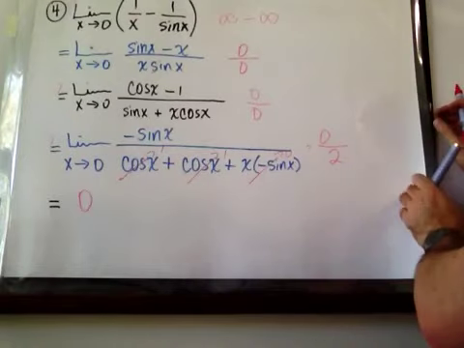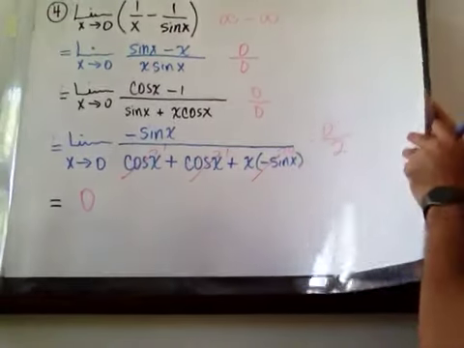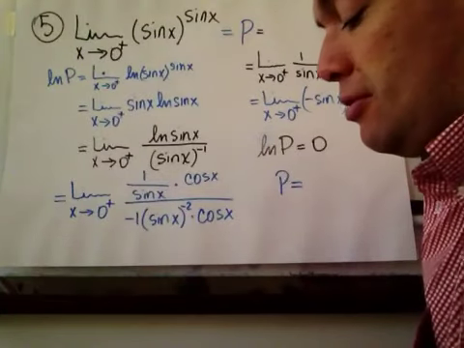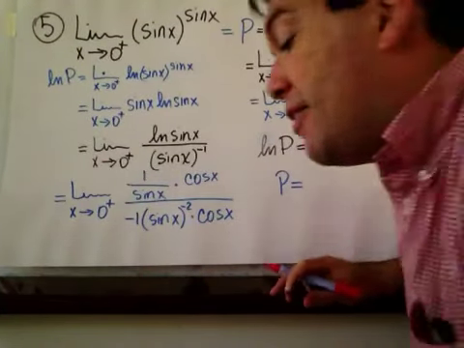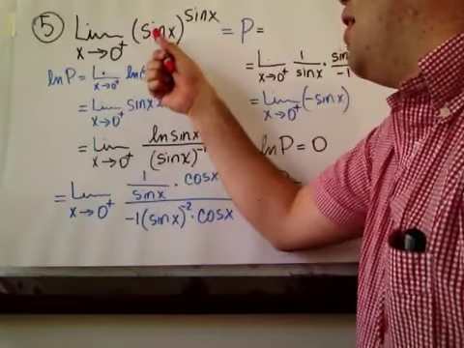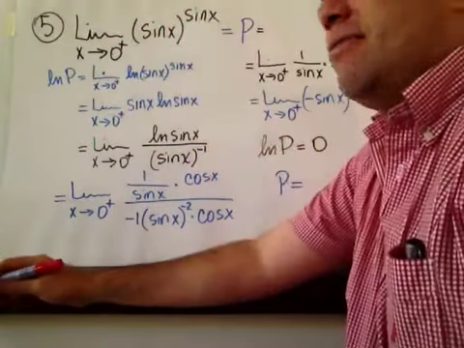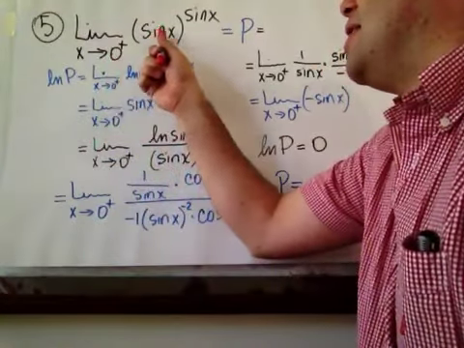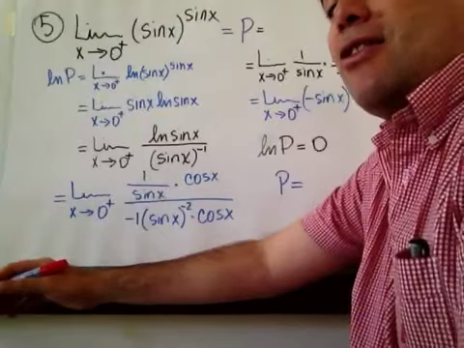One last one. Very interesting one. We got an exponential function, really a variable base and a variable exponent. The limit as x approaches 0 from the right of sine of x to the power of x. That's the limit I want to find. And if I substitute, I get 0 to the 0 power. That's an indeterminate form.